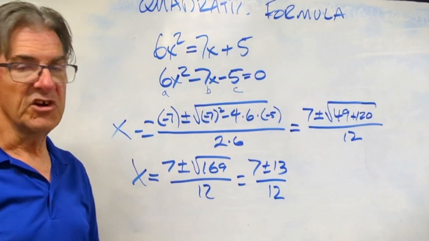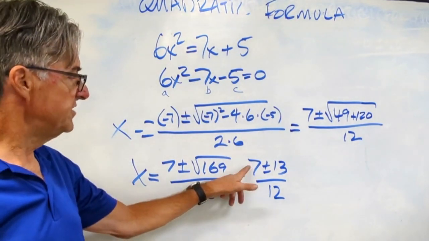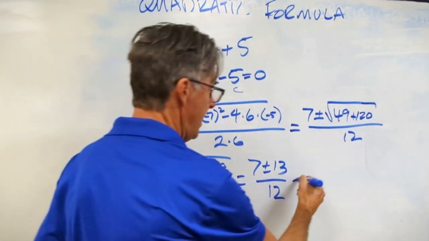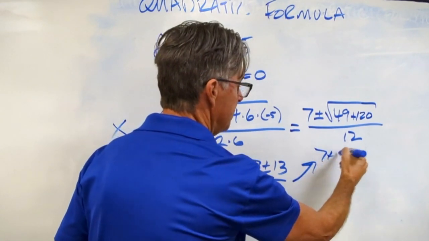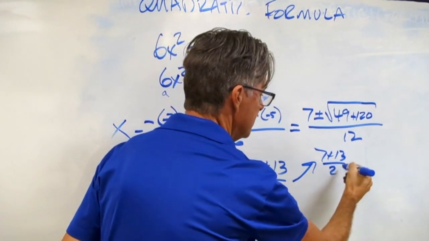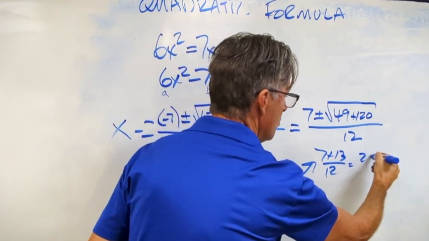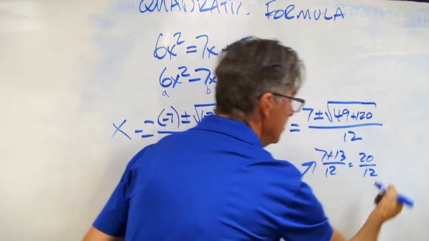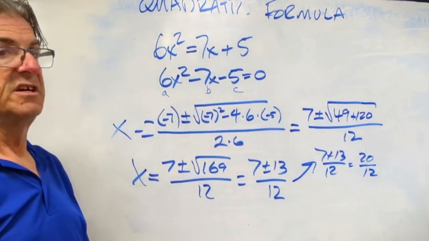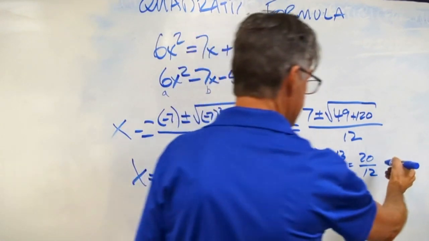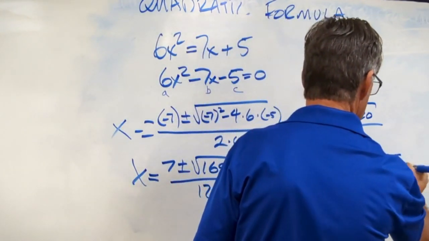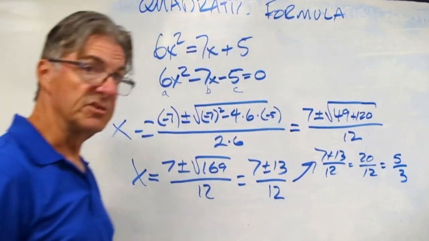So now I have what I like to call the branch. I have 7 plus 13 over 12, so let's do that one first. 7 plus 13 divided by 12. That's going to give us 20 over 12, which is 10 over 6, which is 5 over 3. So there's one of my solutions.